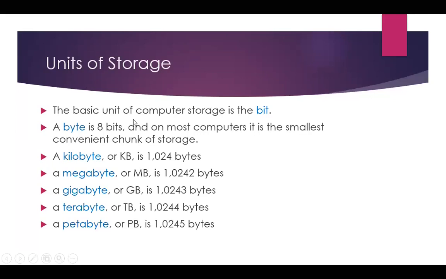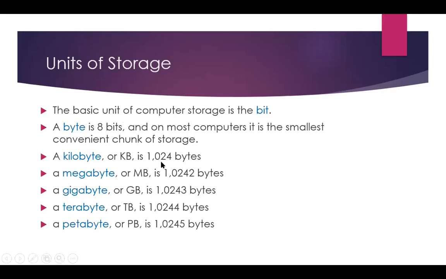So these are the units of storage. A basic unit of computer storage is a bit. I told you about computer language in my previous lecture, that computer language contains only two things, 0 and 1. 0 means no current is flowing, 1 means current is flowing. So that 0 and 1 is known as a bit. 8 bits are known as a byte. So 8 bits, for example, 0, 1, 1, 0. So 8 such bits is known as a byte.